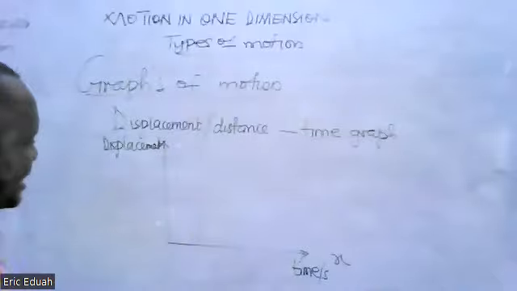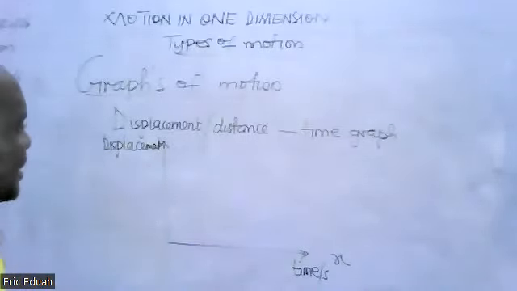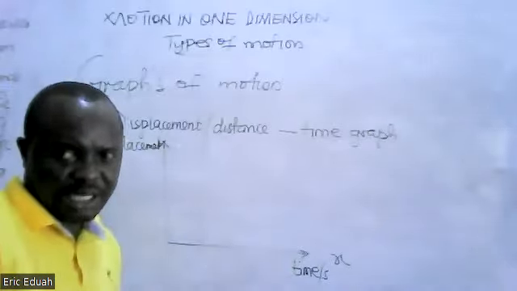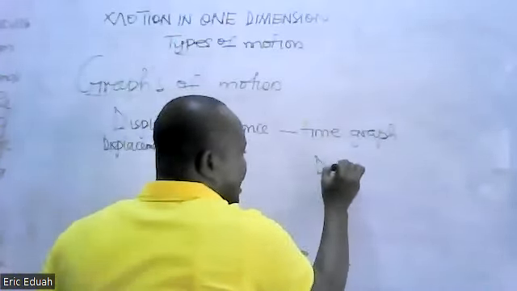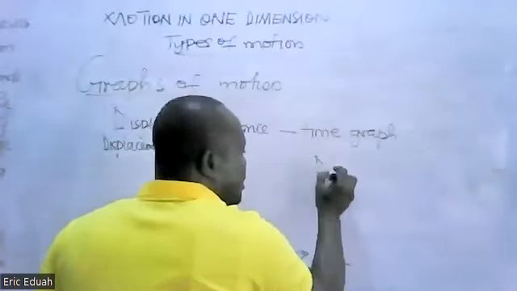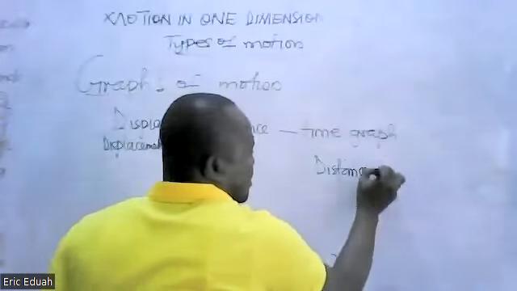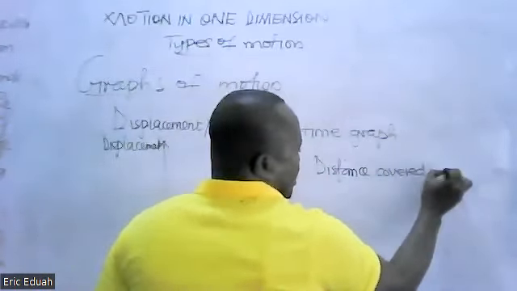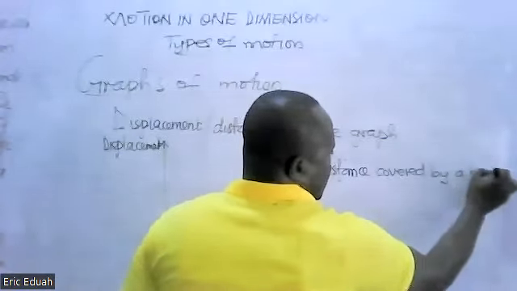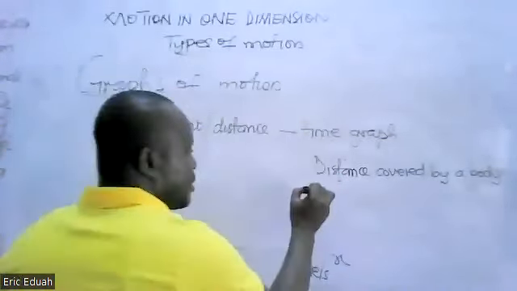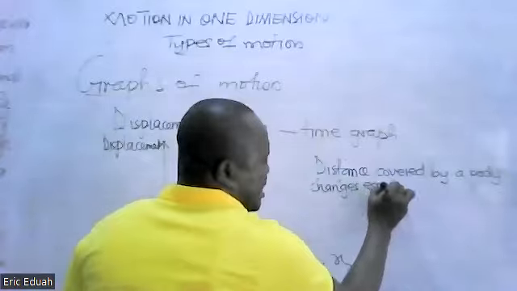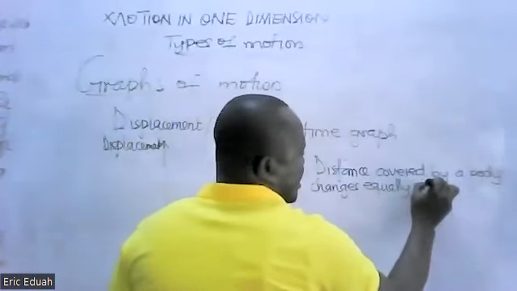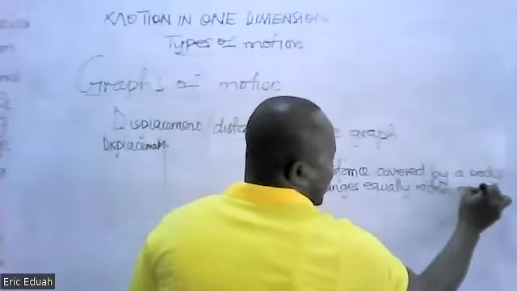Now, if you have this kind of graph, what are some of the possible motions that can happen in this regard? We can have a situation where the distance covered by a body changes equally within equal time interval.